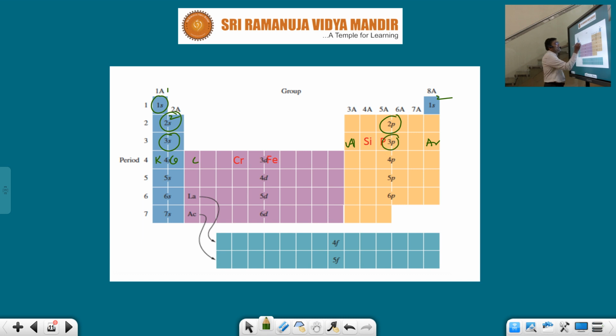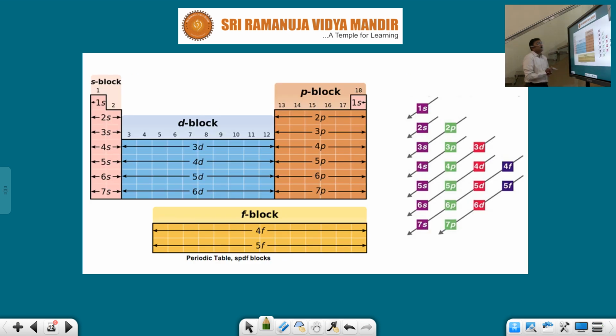Next, scandium, 3d. Scandium to zinc, 3d10, finished. Next, gallium to krypton, 4p is filled. Next, 5s. Next, 4d. Next, 5p. Next, 6s. So here there is a problem. You are going to find the problem here. Have a look. Now you get the clarity. So first what will be filled? 1s will be filled.